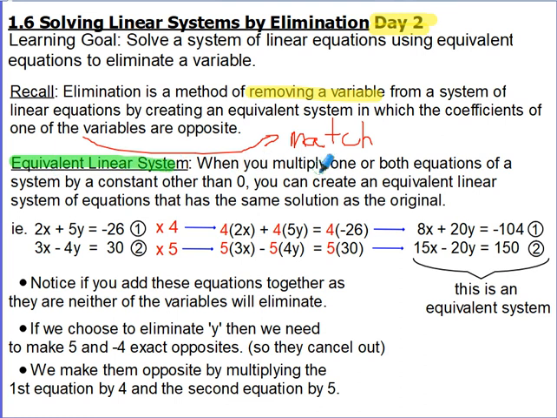An equivalent linear system is when you multiply one or maybe even both of the equations by some number other than 0, and you create an equivalent linear system of equations that has the same solution as the original. Essentially, if you multiply a linear equation by a constant other than 0, it doesn't actually change the line or the function. It just makes it a multiple of the original.